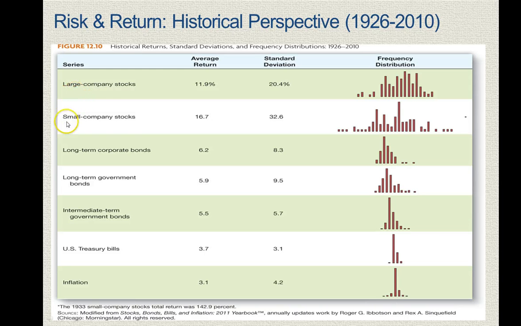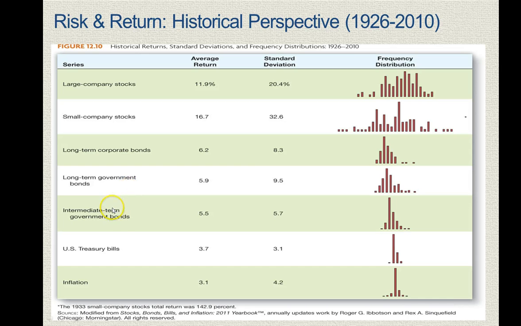One is you can invest in small company stock, and the other is large company stock. And within the bond market, you can further have four sub-markets or four types of investment. You can invest in long-term corporate bonds, or long-term government bonds, or intermediate-term government bonds, or treasury bills.